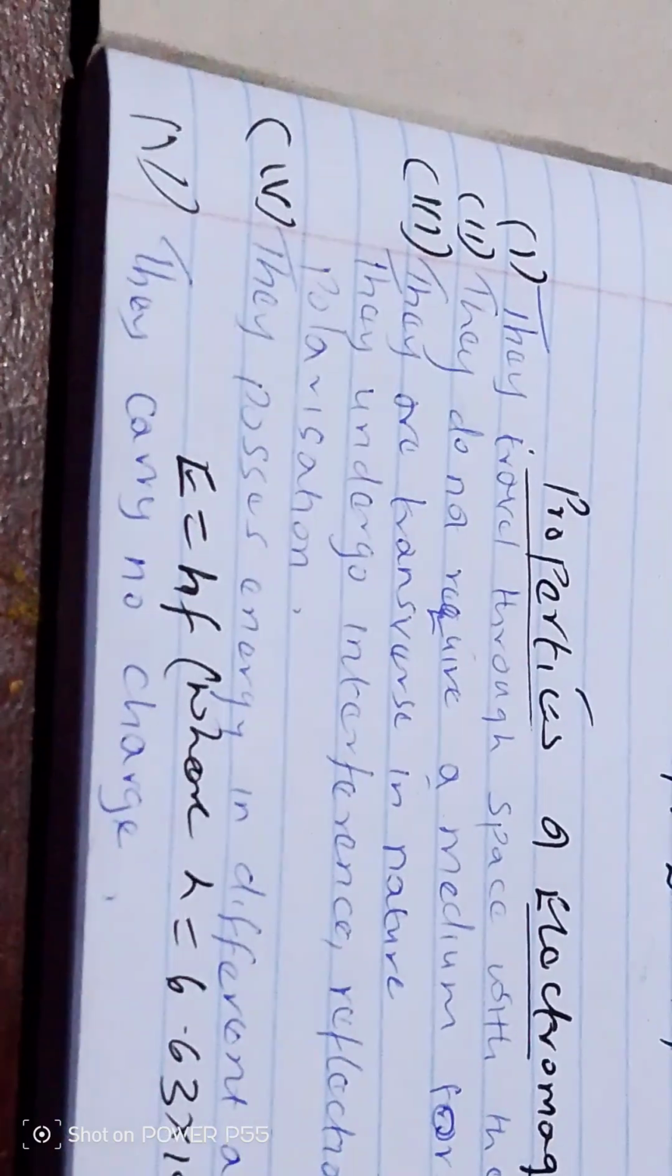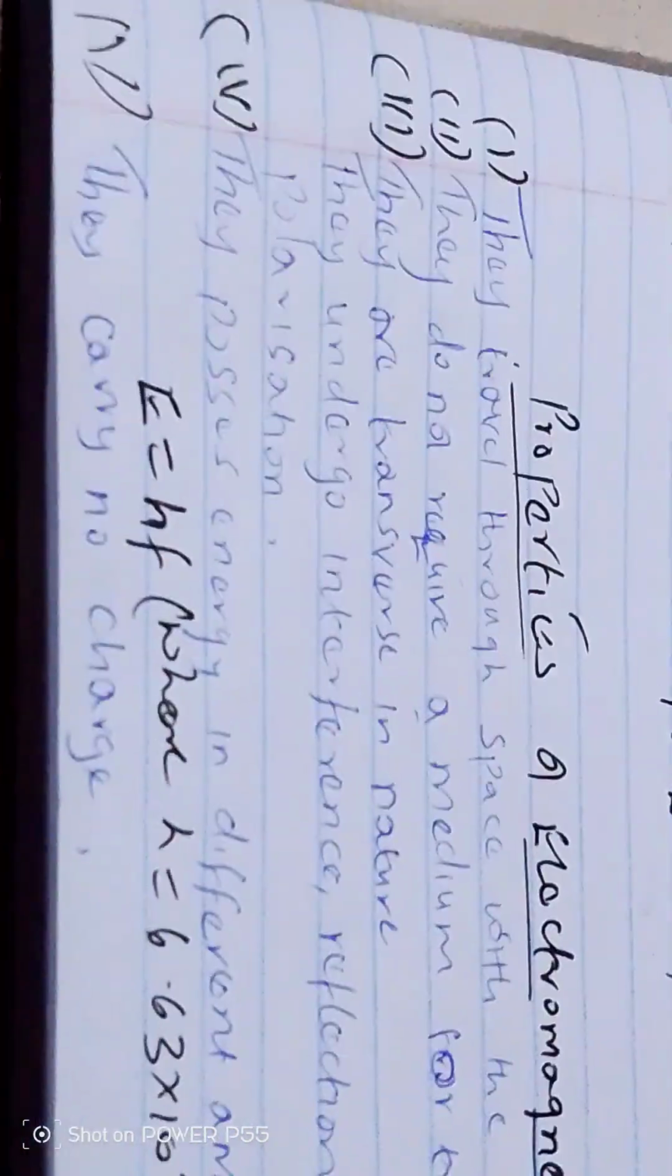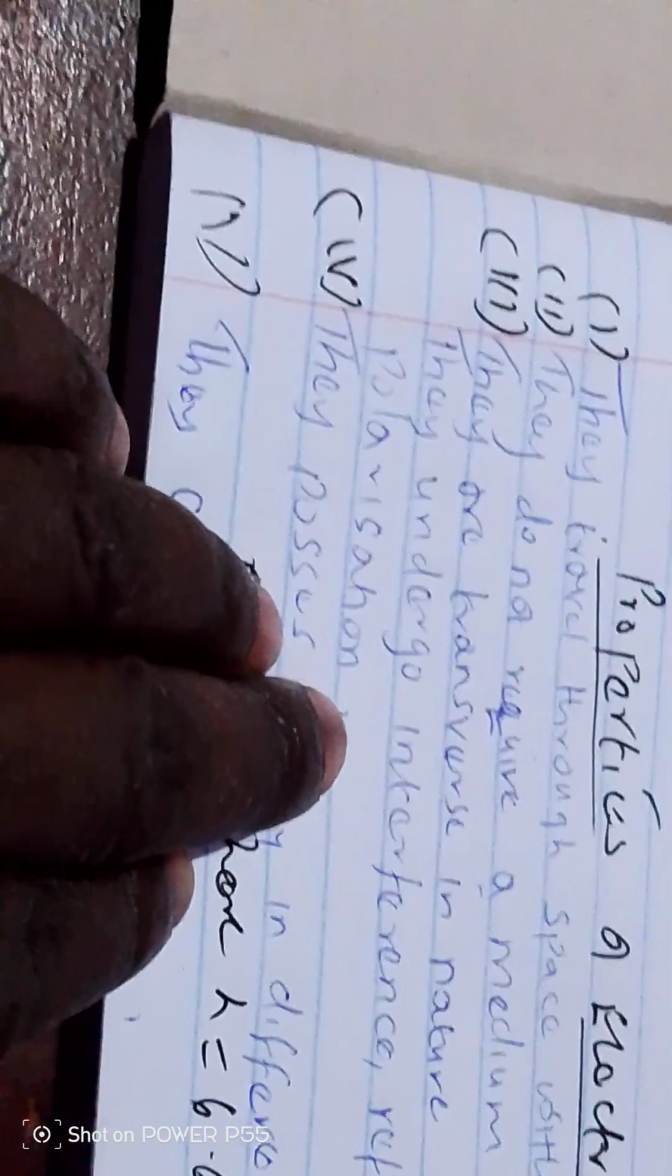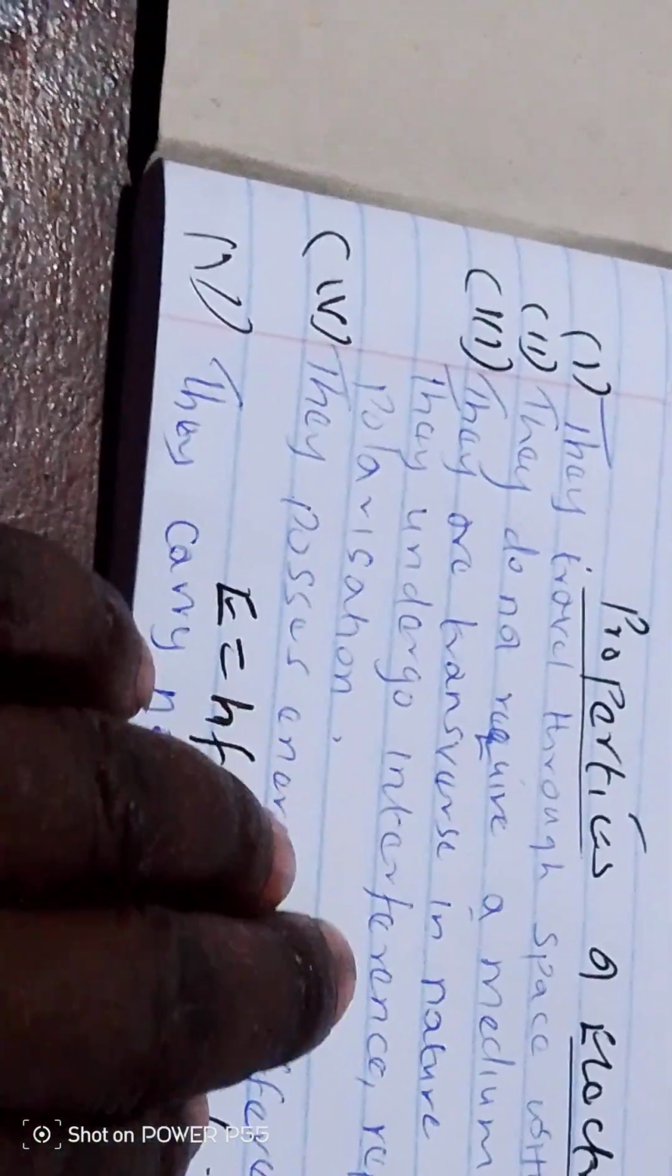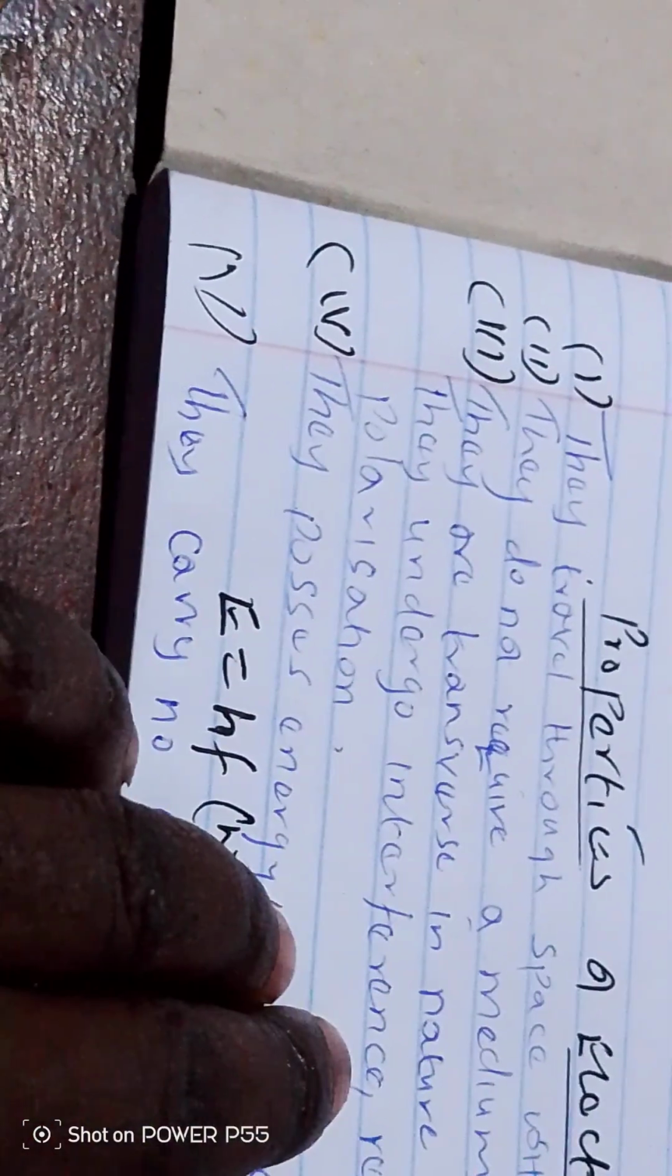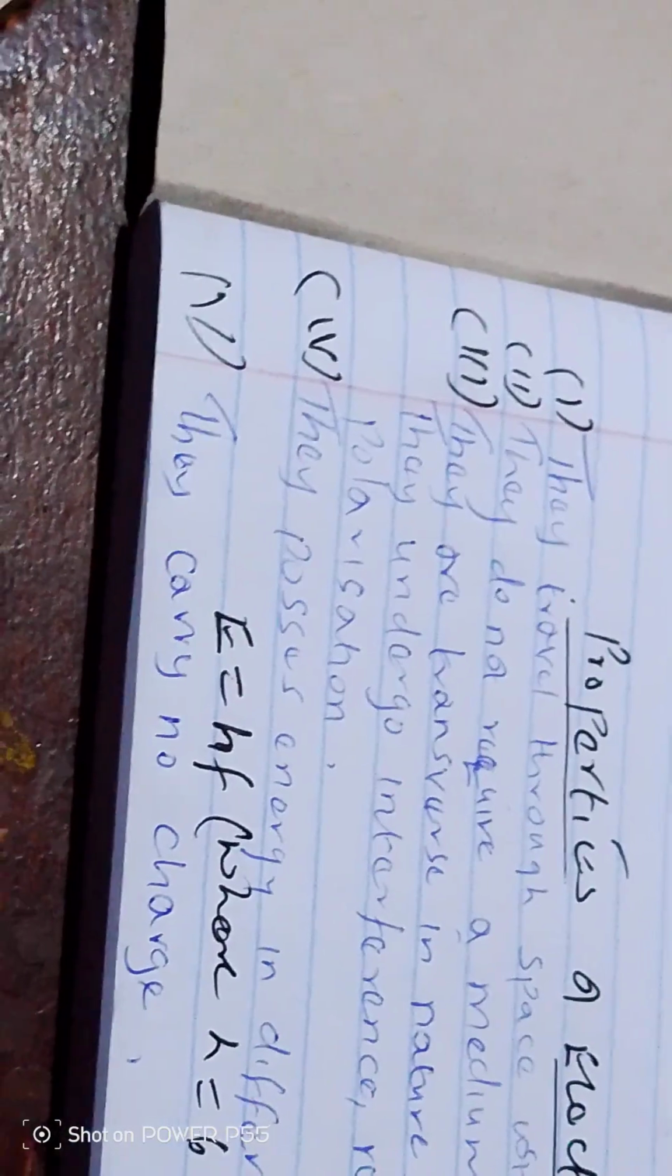They are electromagnetic. They travel through space, hence they do not require a material medium, because space is a vacuum, so there is no medium of transmission. They are transverse in nature. They undergo interference, reflection, diffraction, and polarization.